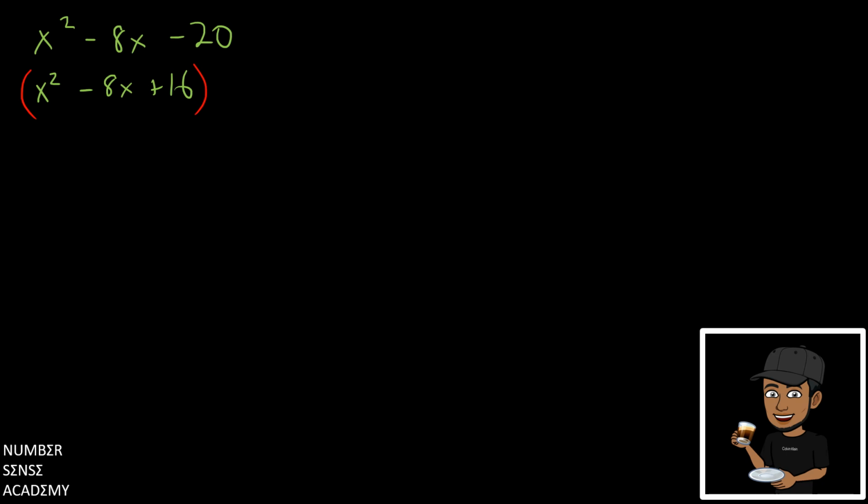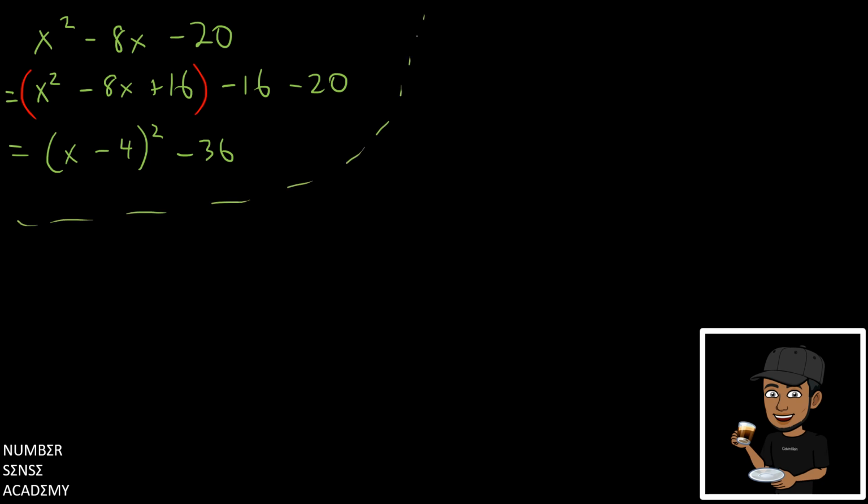And then I know I'm going to subtract 16. And then there's a minus 20 there. So what I end up with is x minus 4 squared, because it was half of the minus 8. And minus 16 and minus 20 is going to be minus 36. And that's it.